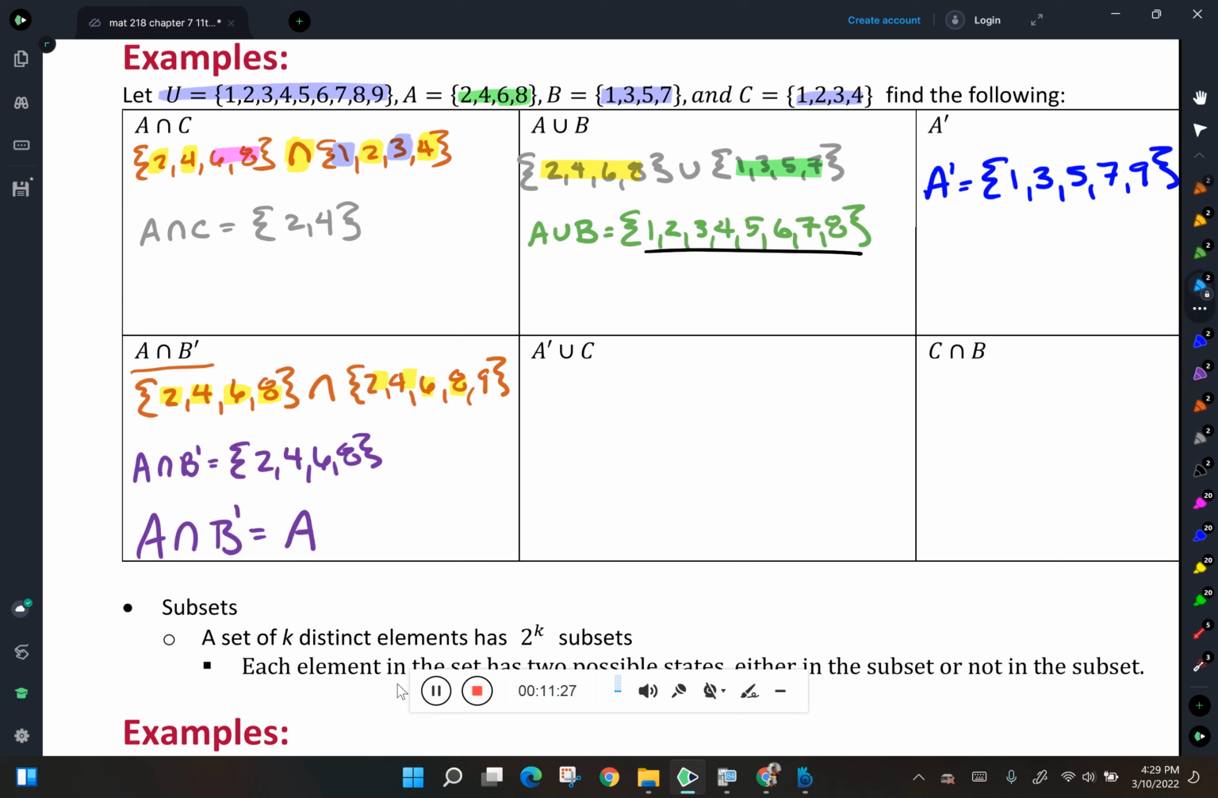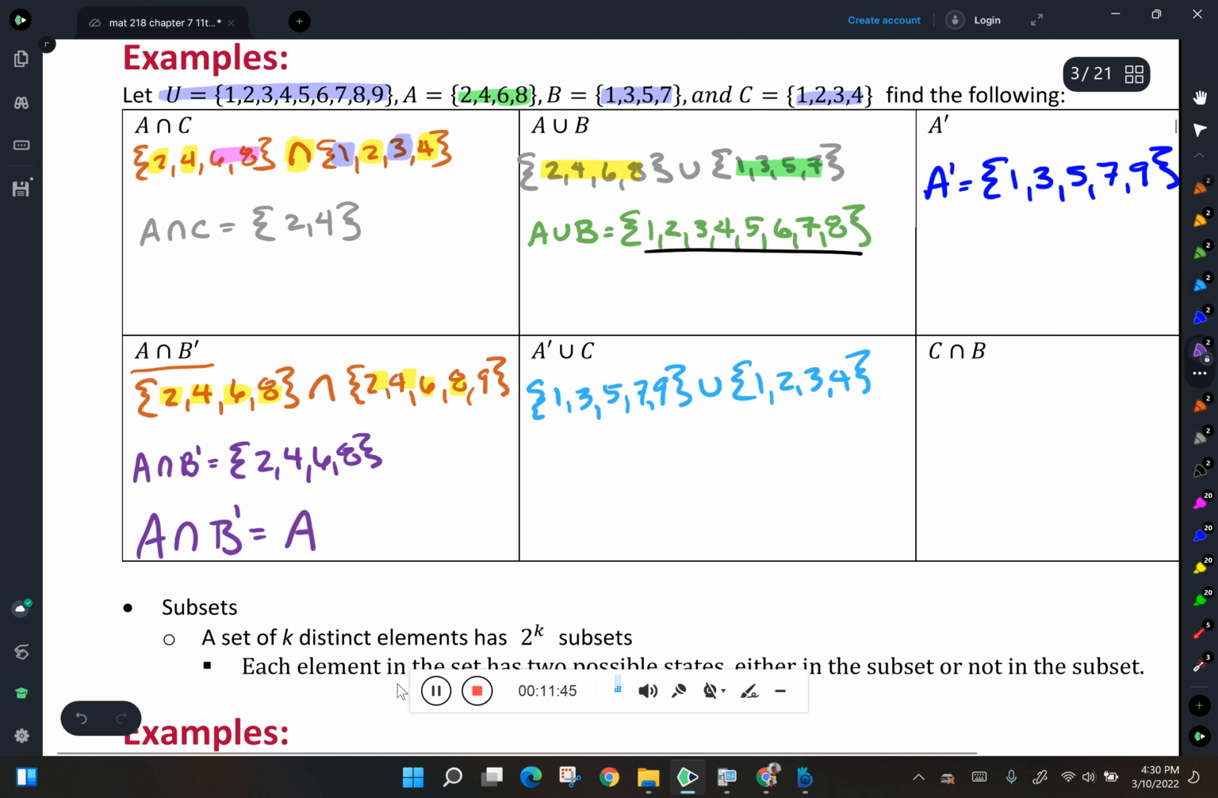Moving right along. A complement union C. A complement, we already said, was 1, 3, 5, 7, 9, and we're going to union that with C, which is 1, 2, 3, 4. When we union them, we take all of these and all of those and put them together to make one big set. So A complement union C is 1, 2, 3, 4, 5, 7, 9.